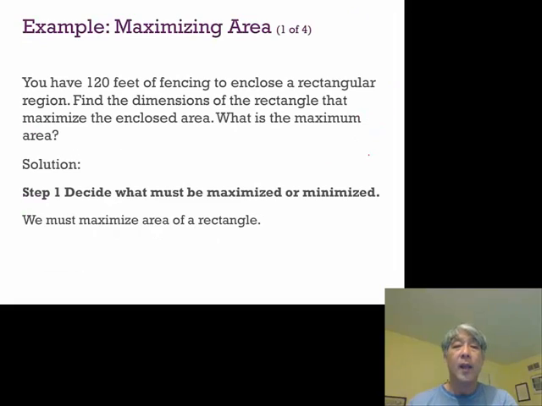Okay? And that's going to bring us to how we solve word problems associated with maximizing or minimizing area. First off, you have to decide what is going to be maximized or minimized. The question should tell you something along that area. In this case, if this is the problem we have about a fence, find the dimensions of the rectangle that maximize the enclosed area. What is the maximum area? I'm not maximizing perimeter, I'm maximizing area. So that's the first thing, identifying what needs to be maximized or minimized.